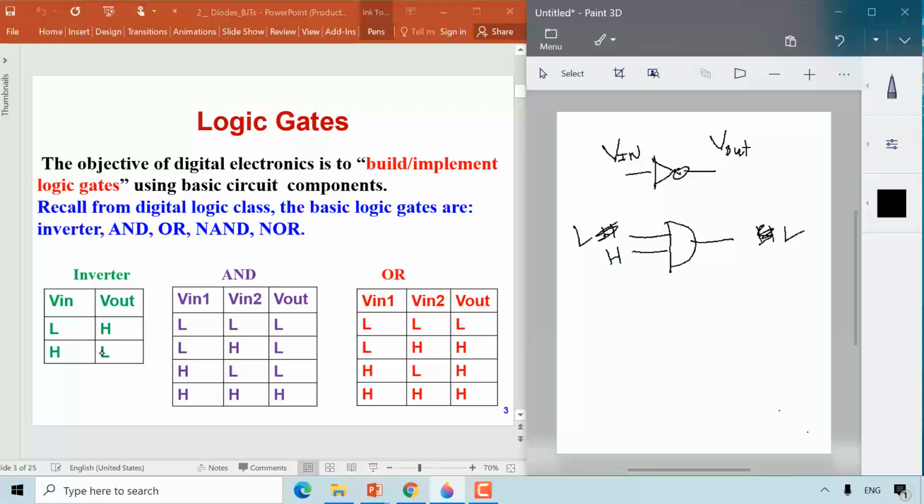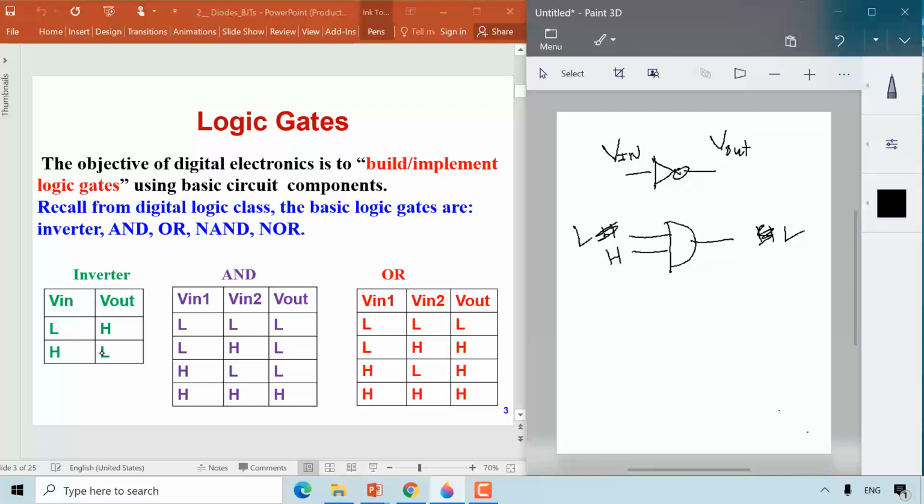Now it's important to note that in this class we refer to low voltage as somewhat equivalent to logic 0 in the digital logic class, and high voltage as somewhat equivalent to logic 1 in the digital class.